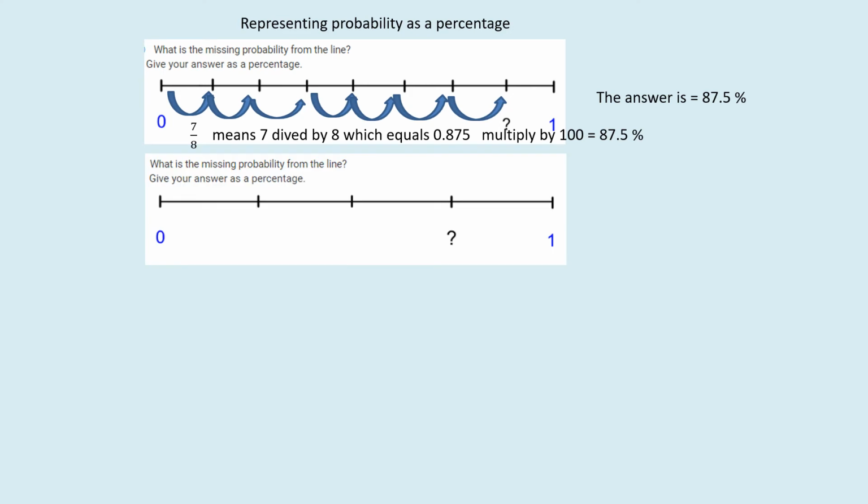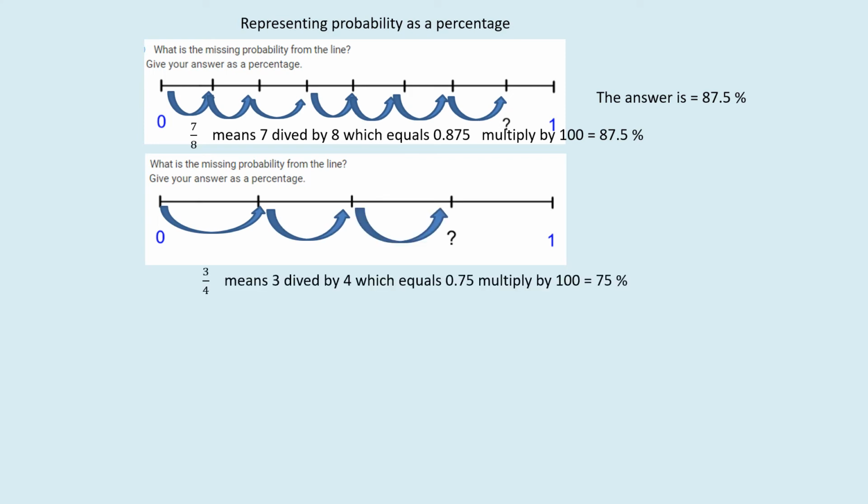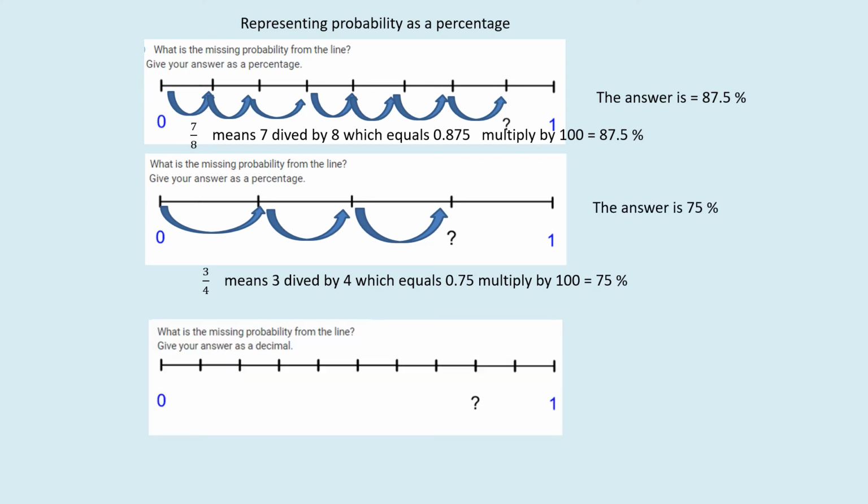Next question, as a percentage, we've got 3 hops, 3 out of 4. That means 3 divided by 4. Putting that in your calculator, you will have 0.75. This is one that it would be really good for you to memorize. Multiply by 100 and you will get 75%. So my answer is 75%.